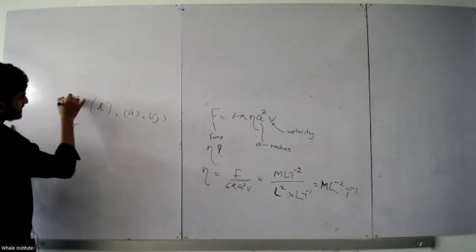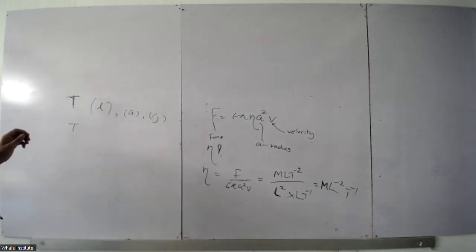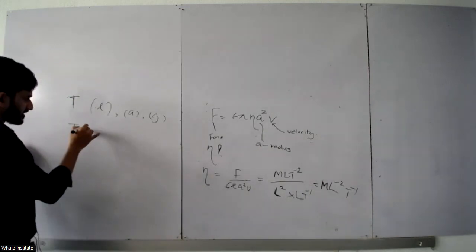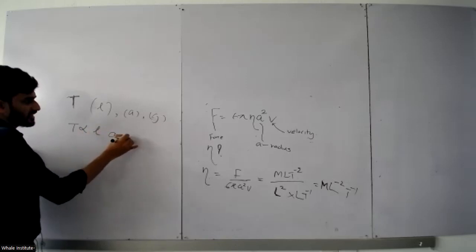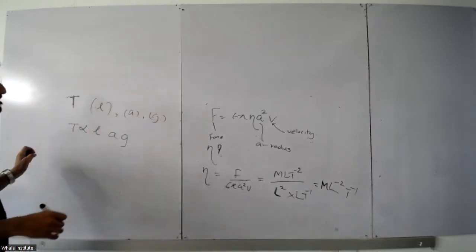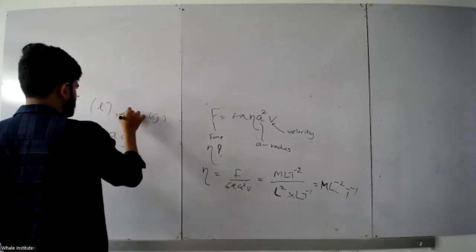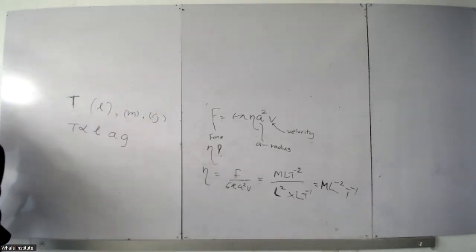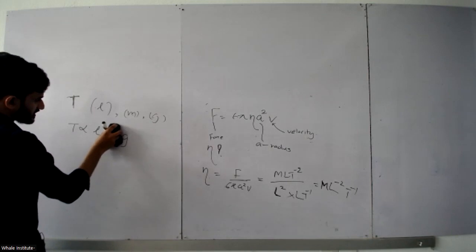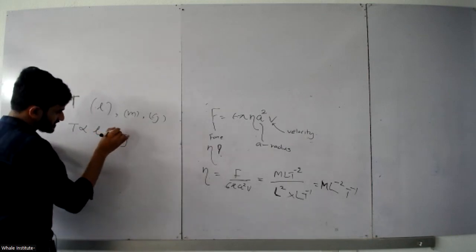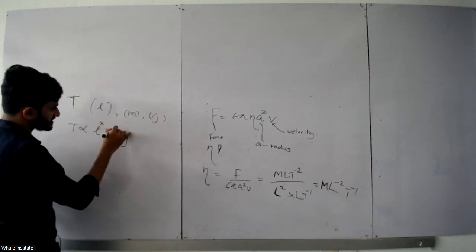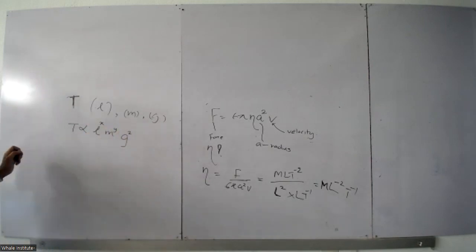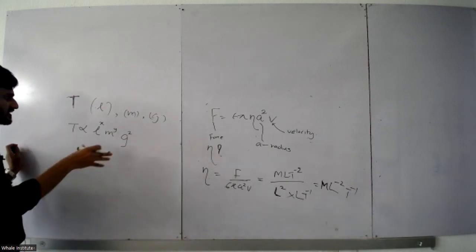Here T is given as depending on l, m and g. So I can write like this: l, m and g. But we don't know the dimensions of these physical quantities. So I have to use some powers as x, y, z, or a, b, c, anything you like.